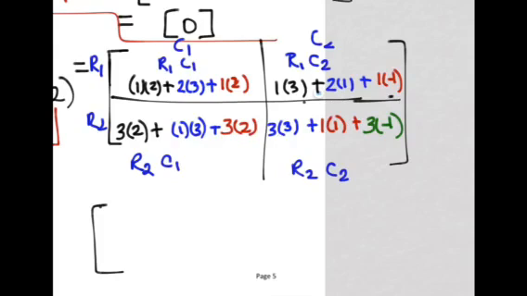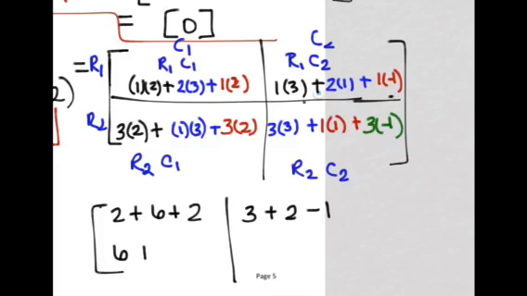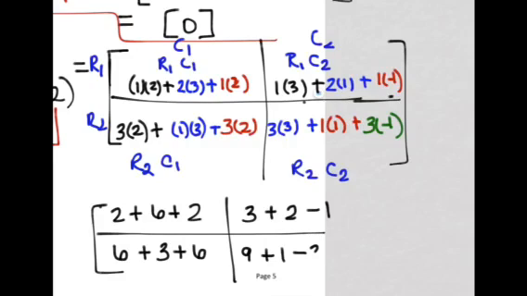Row 1, column 1. 1 times 2 is 2, plus 2 times 3 is 6, plus 1 times 2 is 2. Row 1, column 2, 1 times 3 is 3, 2 times 1 is 2, 1 times negative 1 is negative 1. Then, row 2, column 1, 3 times 2 is 6, 1 times 3 is 3, 3 times 2 is 6. Row 2, column 2, 3 times 3 is 9, 1 times 1 is 1, 3 times negative 1 is negative 3.